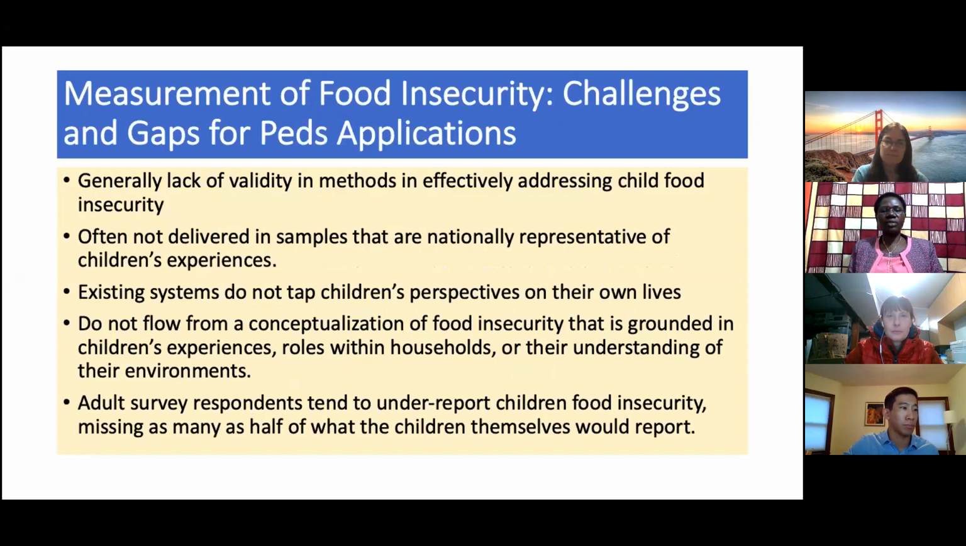Just to mention some of the gaps as we apply them to the pediatric age group: they really lack validity in addressing how children are affected. And often when samples are taken, they may not be really representative of children's experiences. The kids also have their own perspective, but you find that the adults want to represent the children's perspective, which may not be the truth. So there is really a need to move away from that and dive deeper to really understand how children are affected.